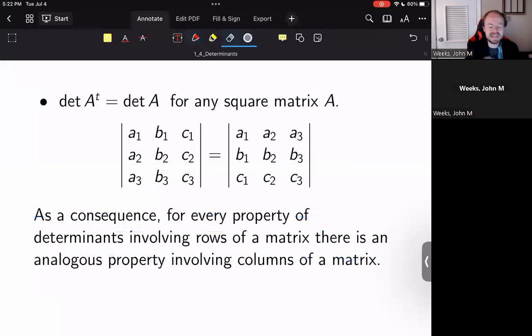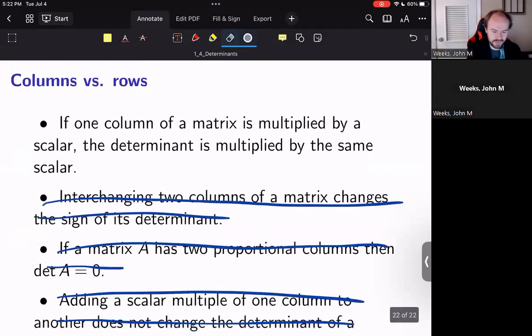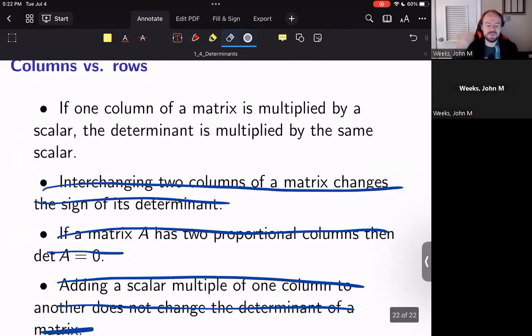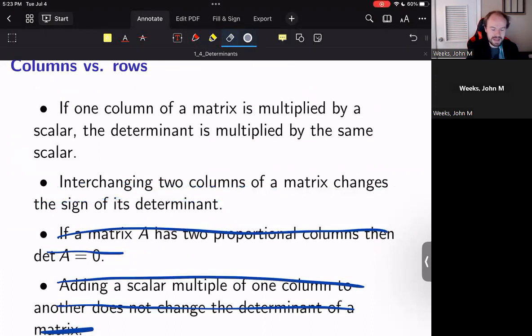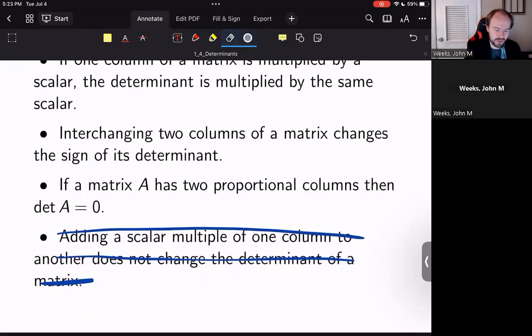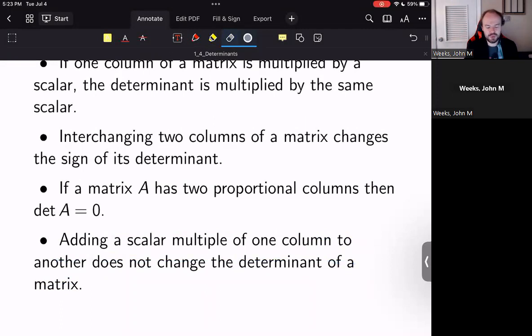As a consequence, anything that we talked about with rows for a matrix, we can do the same thing with columns for a matrix. For example, if one column of a matrix is multiplied by a scalar, the determinant is multiplied by that scalar as well. Interchanging two columns of a matrix just changes the sign of its determinant based off of a transposition. And then if a matrix A has two proportional columns, then the determinant of A is 0. And then finally, adding a scalar multiple of one column to another does not change the determinant of the matrix. So some neat little properties to be playing around with here.